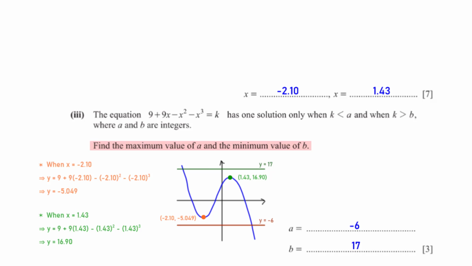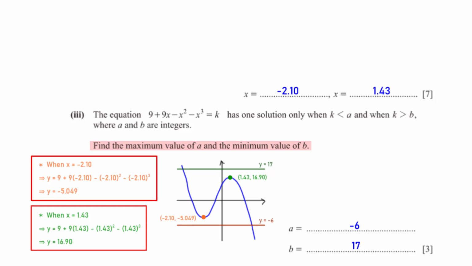So first, we need to find the corresponding y values for the x values of the turning points of the curve. When we plug in x equals negative 2.10 into the equation of the curve, we have y equals negative 5.049. And when we plug in x equals 1.43 into the equation of the curve, we get y equals 16.90.